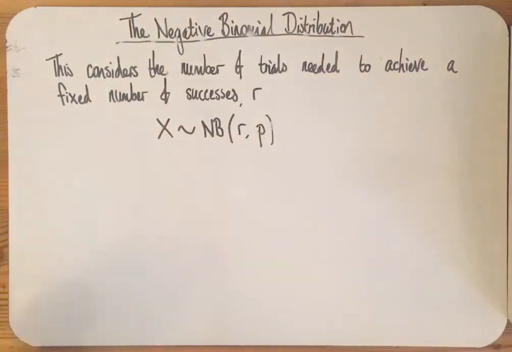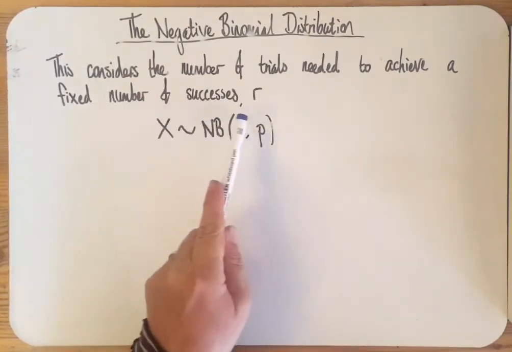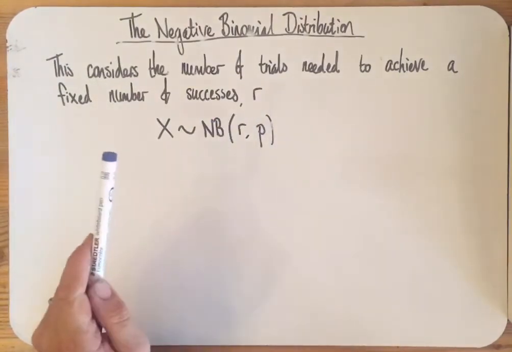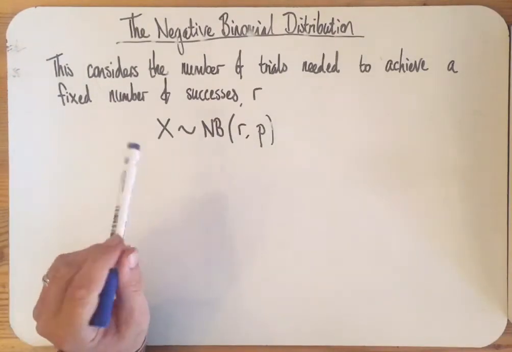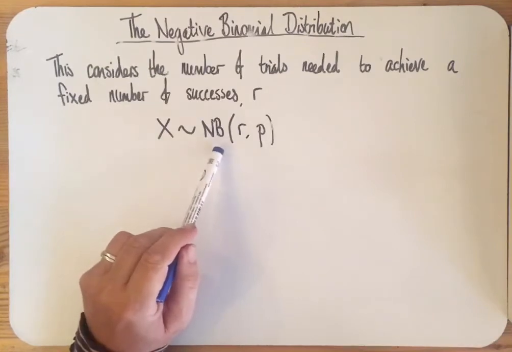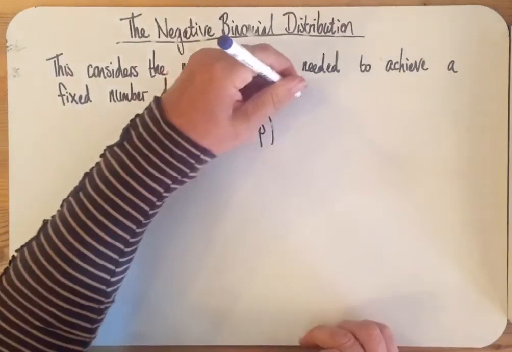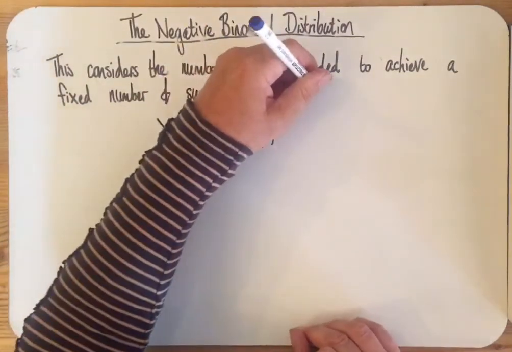Okay, the negative binomial distribution. This is similar to the geometric distribution in that we're looking at numbers of trials where we've got exactly two independent outcomes, and we want the number of trials needed to achieve a fixed number of successes, r. So if X is the number of trials needed, then this is the notation: negative binomial, with r the number of successes required, and p the constant probability of success.